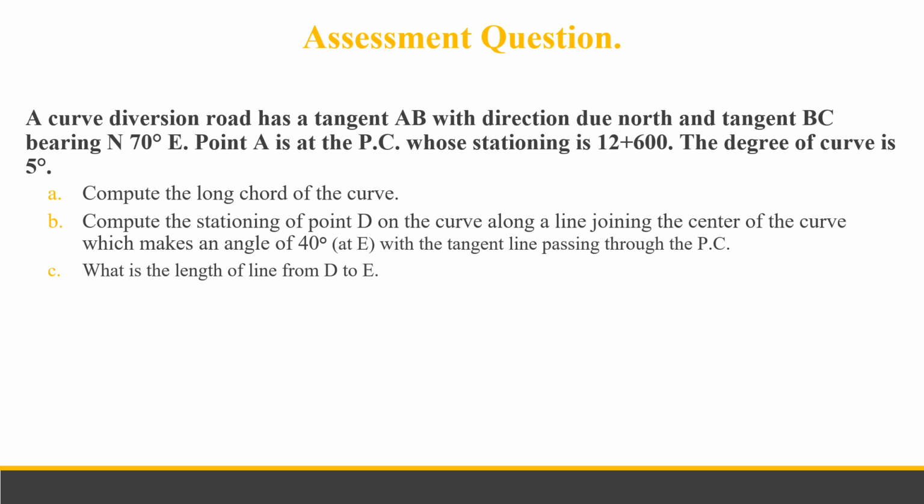So compute the long chord of the curve. Compute the stationing of point D on the curve along the line joining the center of the curve, which makes an angle 40 degrees at E with the tangent line passing through PC. And what is the length of the line from D to E? So I want you to answer this as an assessment question.